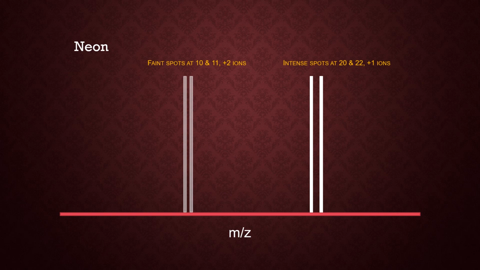So Aston runs neon through his little mass spectrometer, and he sees 2 intense spots at 20 and 22, mass to charge ratio, and he sees some faint spots at 10 and 11. And these faint spots suggest that indeed the 20 and 22 are isotopes of neon, and they carry the +1 charge. The 10 and 11 are the +2 charge versions of those 2 isotopes. So far, so good. So he has the first evidence of isotopes.